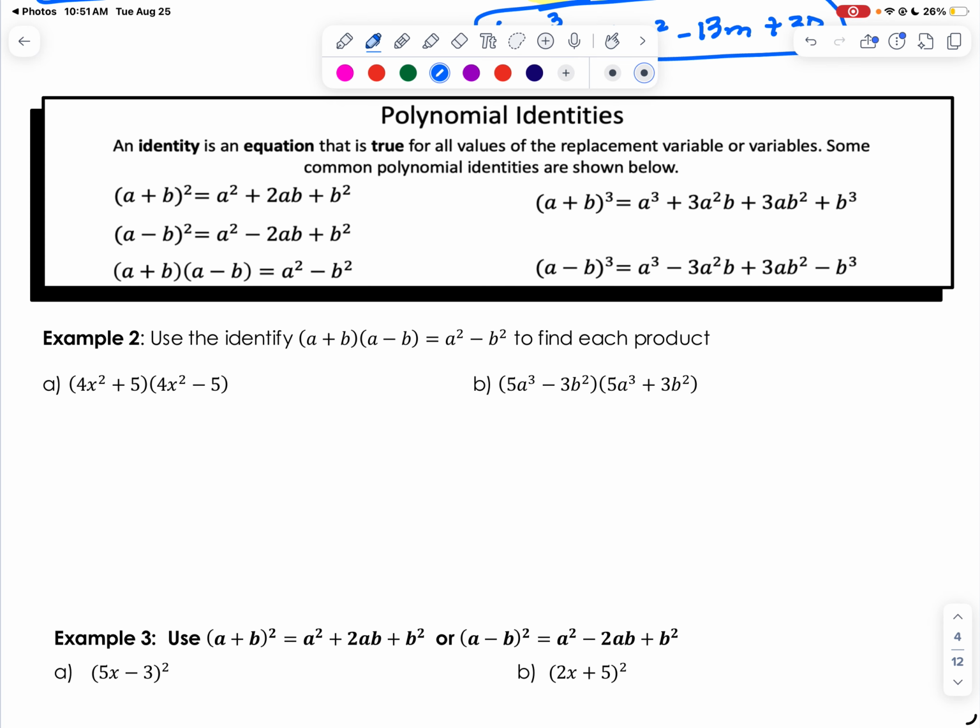We have a minus b quantity squared, which is equal to a squared minus 2ab plus b squared. Then we have a plus b times a minus b, which is equal to a squared minus b squared. A plus b cubed is equal to a cubed plus 3a squared b plus 3ab squared plus b cubed. And a minus b quantity cubed is a cubed minus 3a squared b plus 3ab squared minus b cubed. Now we're going to practice using these identities.